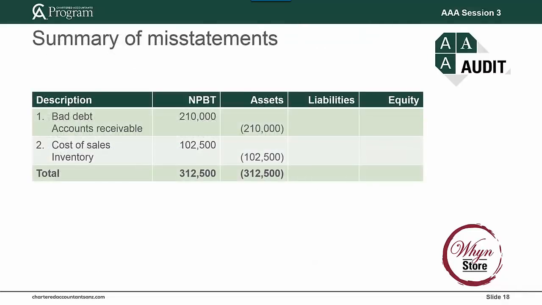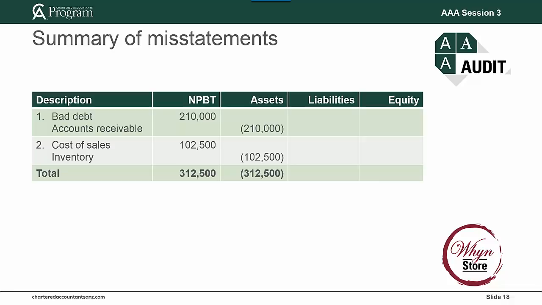This type of table is a very common way of illustrating a summary of misstatements. It details the various correcting entries and groups them into their respective categories. For example, which entries impact profit and which affect the balance sheet. The total misstatements in this case is $312,500.